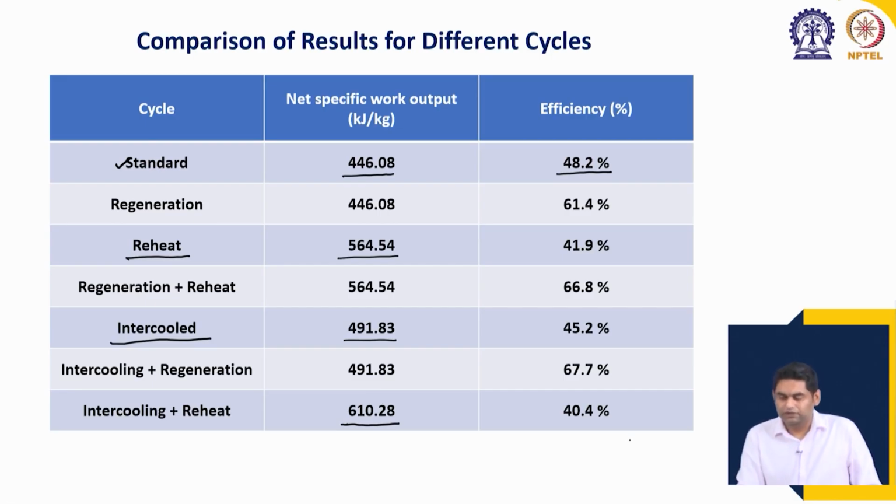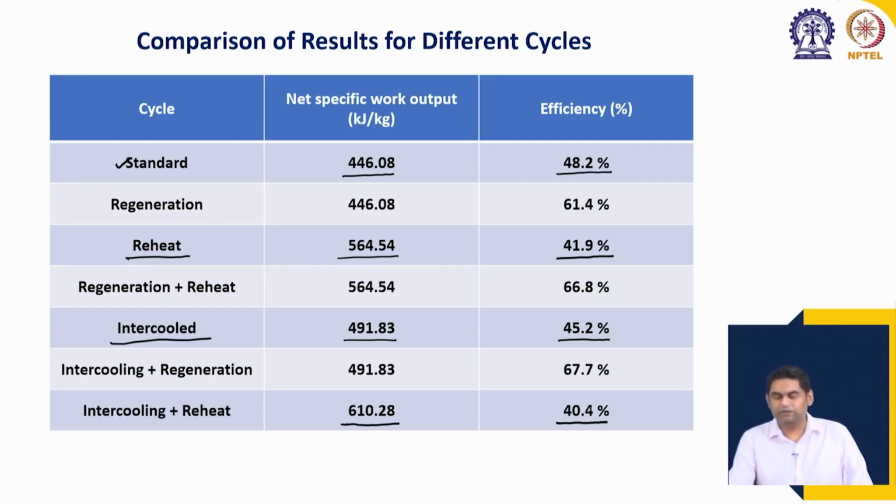Similarly, the efficiency while adding reheat was considerably reduced to 41.9%. Intercooling also had a negative effect, but not as drastic as reheating, but combining both of these gives us the lowest efficiency among all the cycles possible. So, we get the lowest efficiency, which is 40.4%. So, from the efficiency point of view this cycle is not suitable, but it gives us the maximum specific work output. So, we will need the minimum amount of working fluid for a given power requirement.